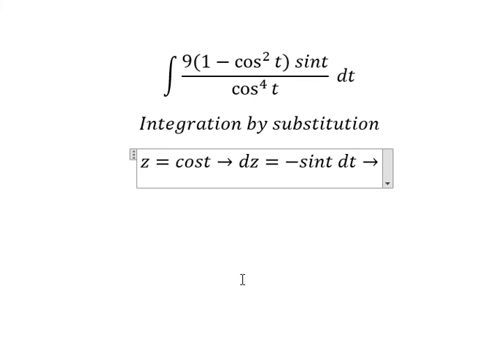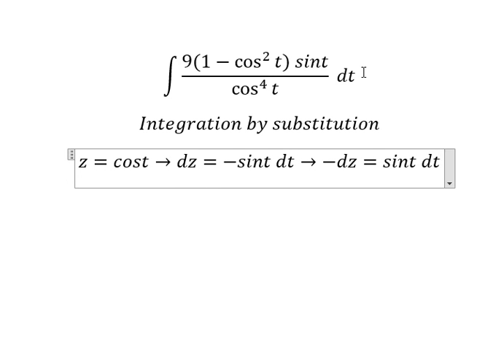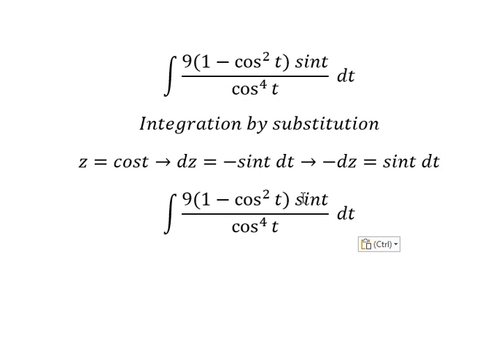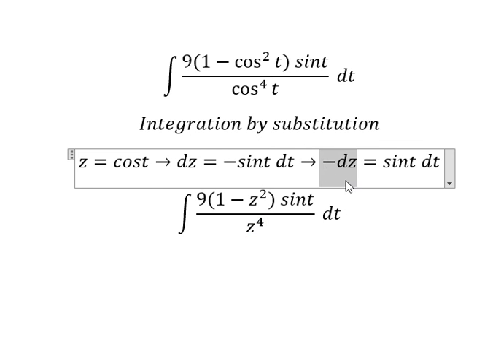Next, because we don't have the negative, I will put the negative go to the left. This one we change by z. This one we change by z. Sin t dt we change by negative dz.